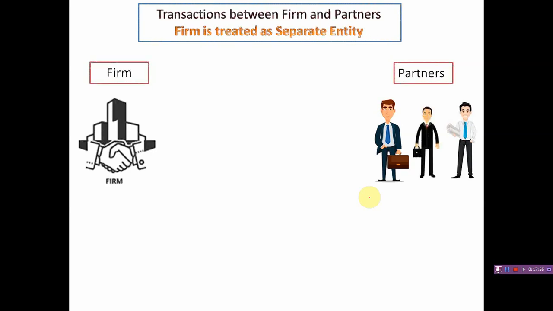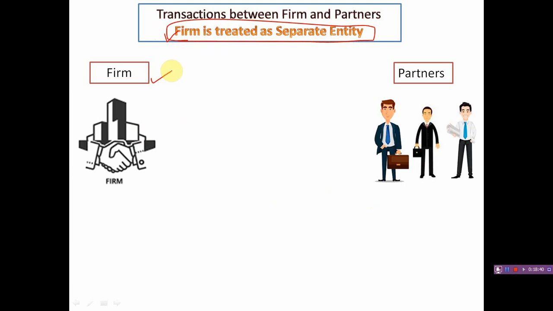Before going to discuss the format for computation of income from business, we have to understand the transactions between the firm and partners, because the treatment of the transactions between the firm and partners is important here. Okay, so first see what are the transactions between the firm and partner. First, the firm is treated as a separate entity. It is an important feature you should understand.